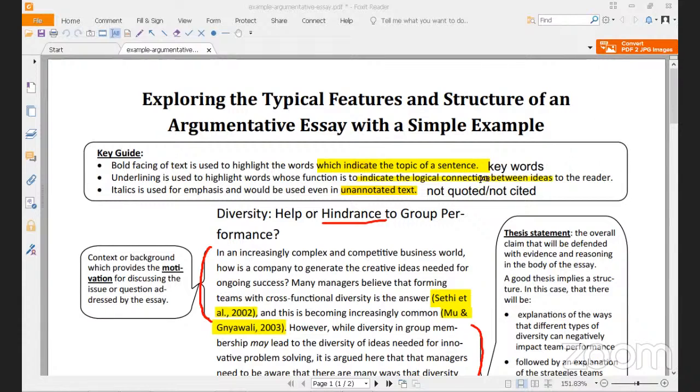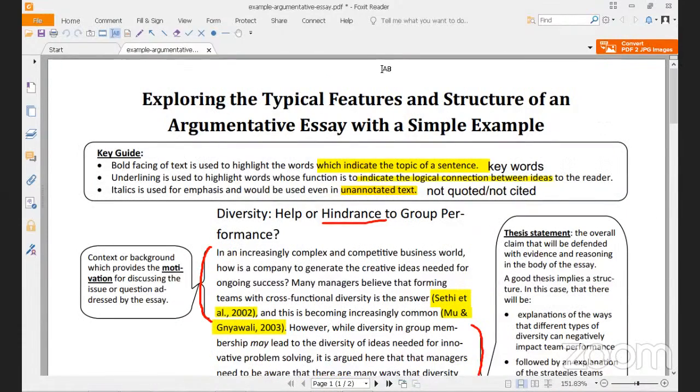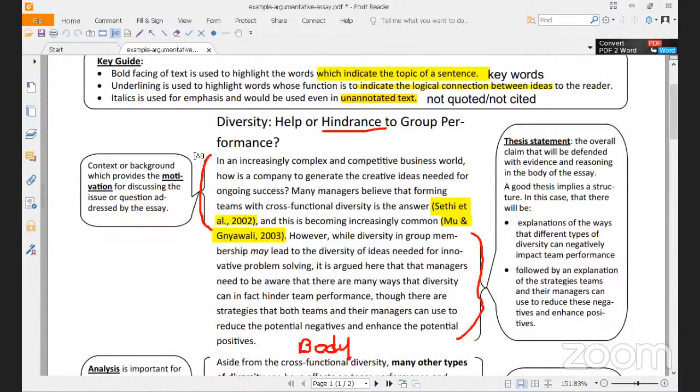Awesome. Okay, so I have a lot of notes here, red markings and so on, but that's going to help us a lot. Anyways, I have this document which is going to help us have a better understanding of how to structure an argumentative essay. We have a key guide, but we're not going to talk about the key guide at this moment. What we're going to do is start reading the essay. Okay, diversity, help or hindrance to group performance.